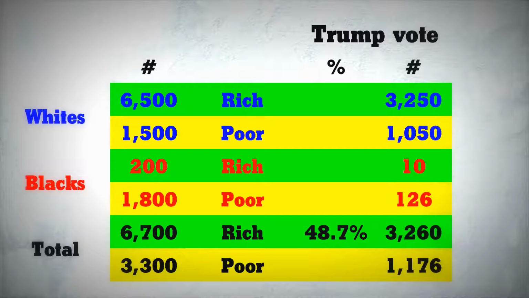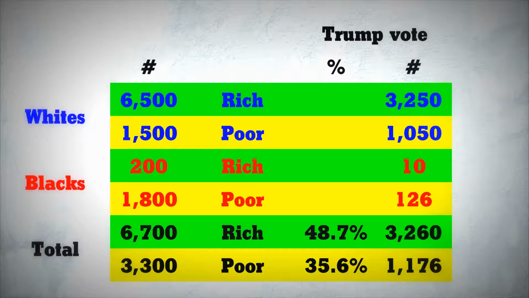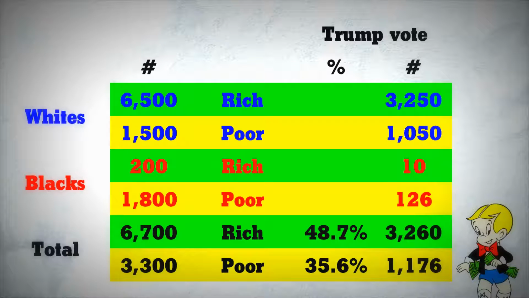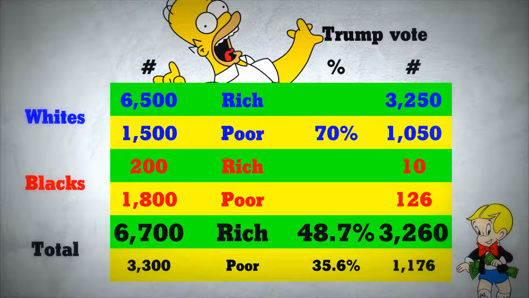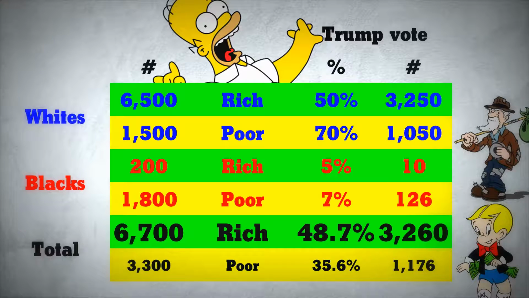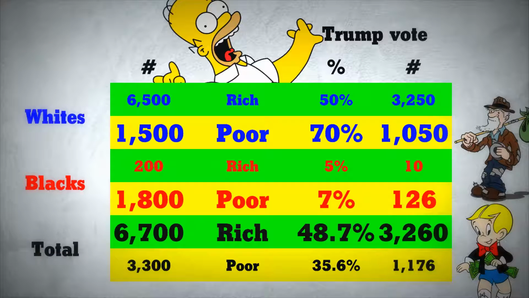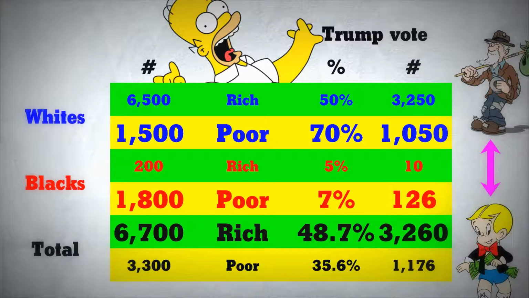49% of rich voters voted Trump, but only 36% of poor voters did so. The aggregate data thus suggests that rich voters were more likely than poor voters to vote Trump. But when we control for race, we have Simpson's paradox. 70% of poor whites voted for Trump, but only 50% of rich whites did so. 7% of poor blacks voted for Trump, but only 5% of rich blacks did so. And so, the disaggregate data suggests that poor voters were more likely than rich voters to vote Trump, which is the exact opposite conclusion from before.